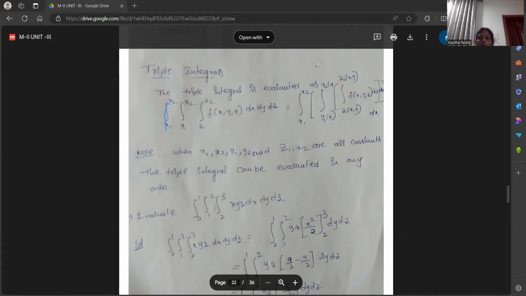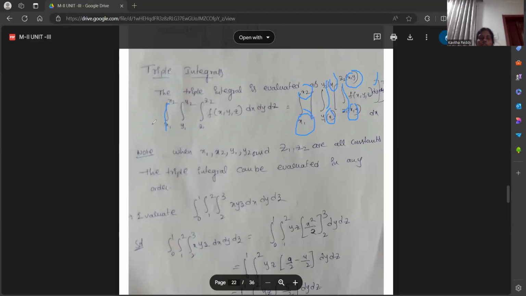So what you have to do here is integrate first with respect to z, then y, then x at last. Integration is first with respect to z, because the z limits are in terms of x and y. Then you integrate with respect to y, because the y limits are in terms of x. Then the x limits are numerical values, so you integrate with respect to x.